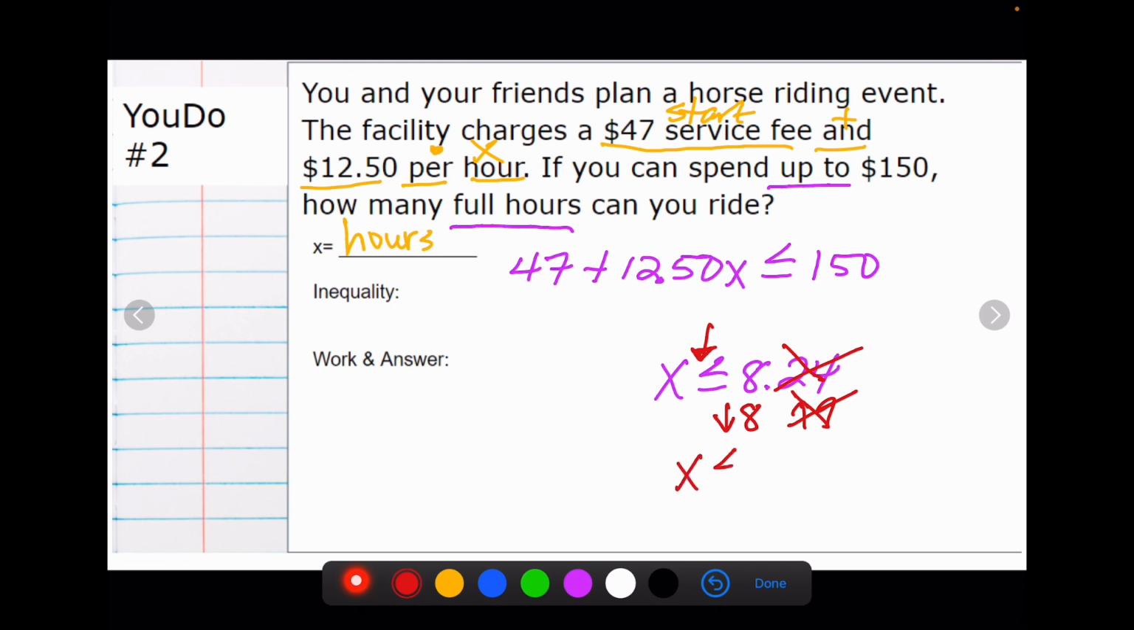So your final answer is going to be x has to be less than or equal to 8 hours. That looks terrible. Sorry about that. If you want to shorthand that to HRS for hours, you can do that also.